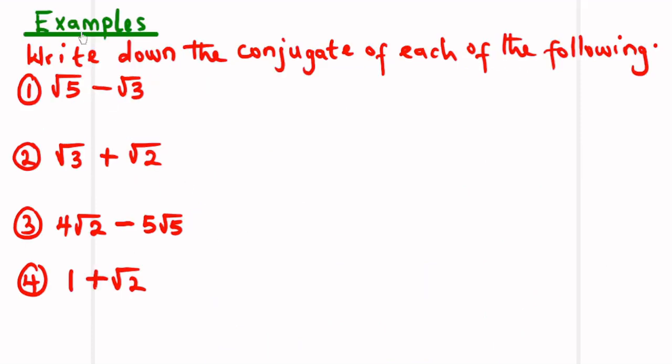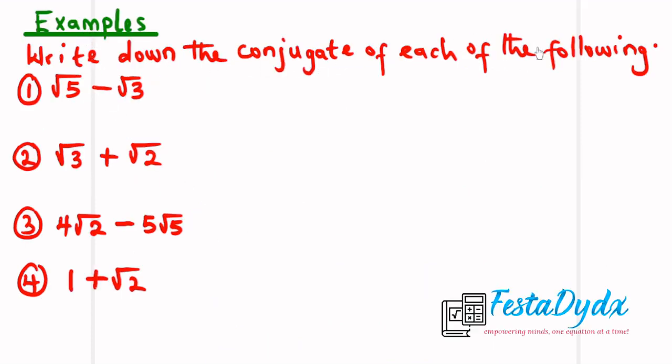Examples. Write down the conjugate of each of the following. Just like what we did with letters P and Q, that's root P and root Q, here we are going to be working with numbers. If you have two surds, the surds remain the same. The only difference is the sign. For conjugate, if I have minus here, my conjugate of this surd is going to be plus. Here I have plus, the conjugate of this surd is going to be minus. Remember, the values remain the same. You're not changing the values.